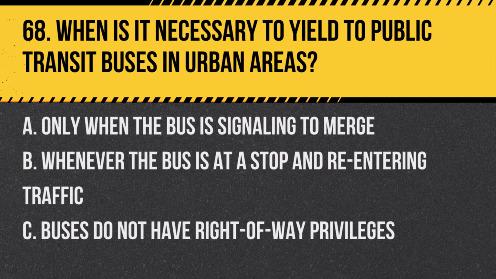Question 68. When is it necessary to yield to public transit buses in urban areas? A. Only when the bus is signaling to merge. B. Whenever the bus is at a stop and re-entering traffic. C. Buses do not have right-of-way privileges. Answer: B. Whenever the bus is at a stop and re-entering traffic. This rule helps buses move efficiently on their routes.